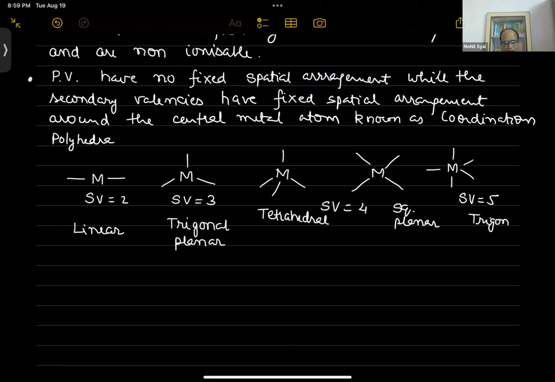And this whole coordination polyhedra, I have not written the groups, just written the lines. Solid line. Groups can be NCS, Cl, whatever the ligands are. I'm just writing the name of the arrangement in which the coordination polyhedra is present. So this is very important for you guys.